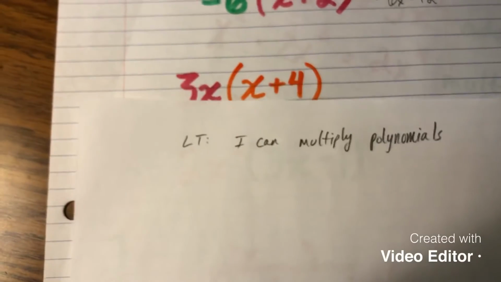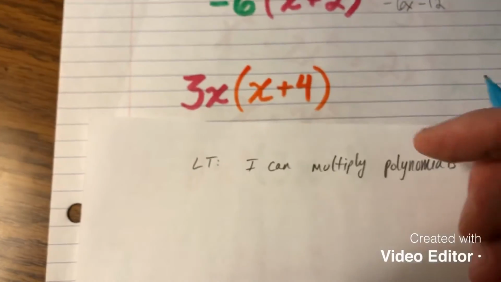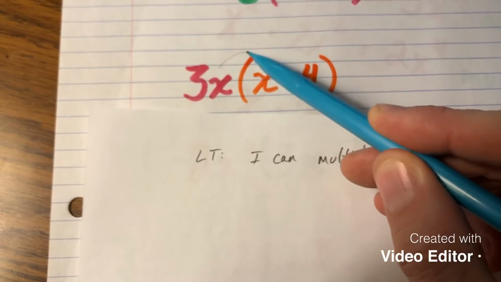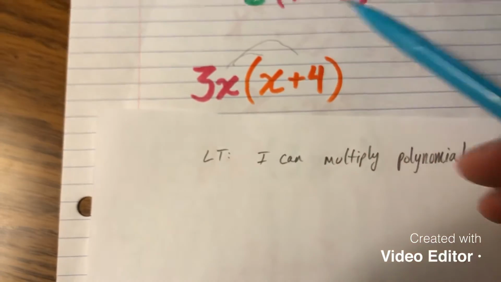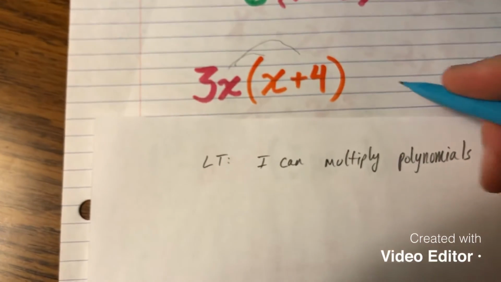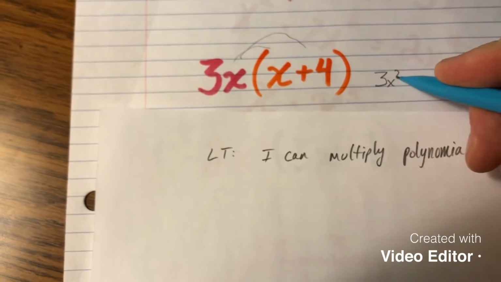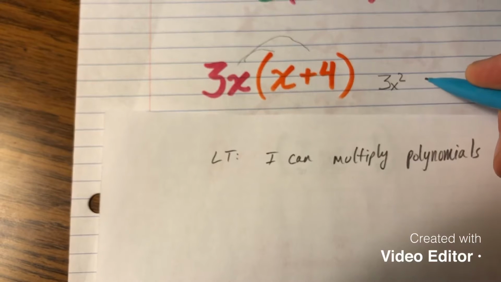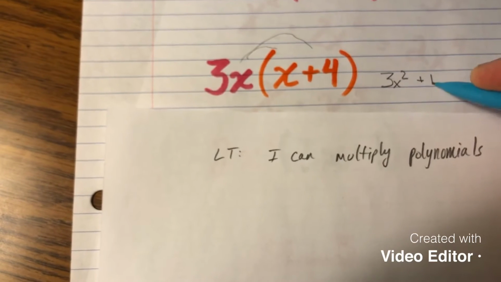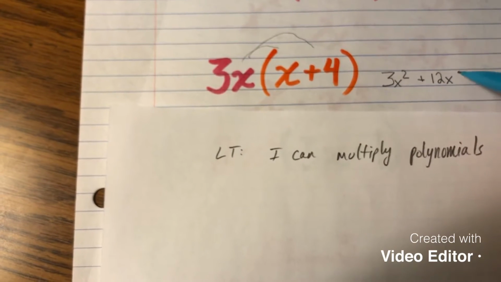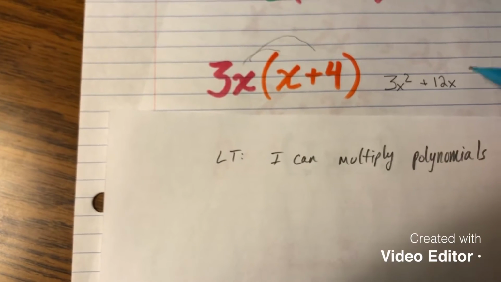Okay, so the next one is going to be 3x times x plus 4. And again, you're going to distribute, so we're going to multiply by both. 3x times x is going to be 3x squared. And 3x times 4 is going to be 12x. That's 3 times 4, and there's also the x.